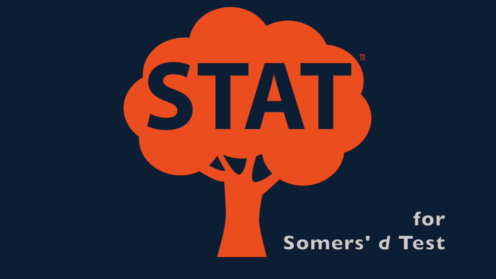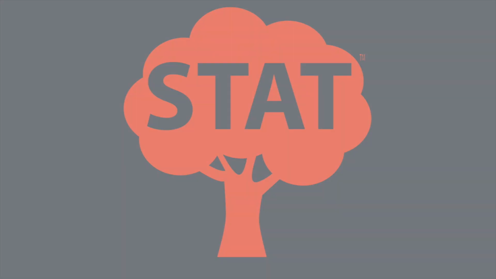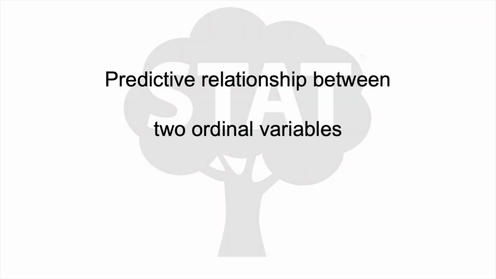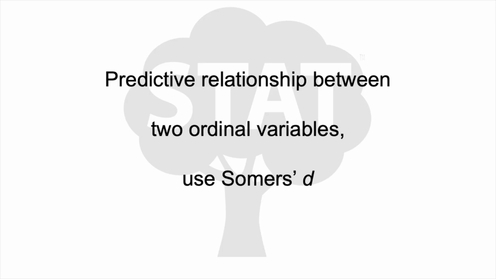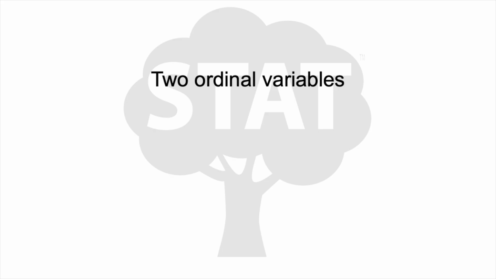Welcome to the StatTree video module for the Summers D-test. To test whether there is an association between two ordinal variables, where one of the variables is assumed to be dependent on the other, similar to a simple linear regression, the Summers D-test would be appropriate. You will need two ordinal variables in order to run this test.